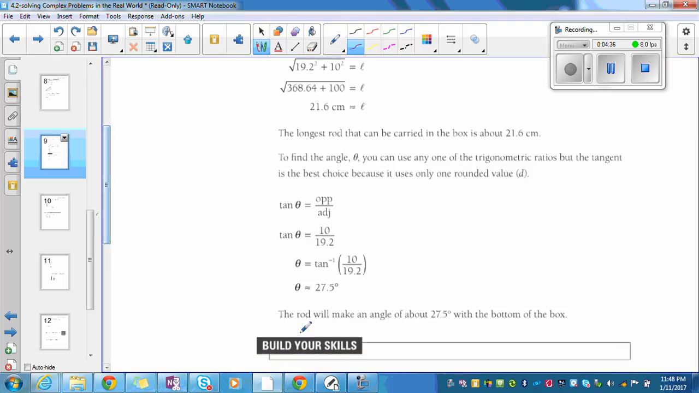So to get that angle, tan of the angle is opposite over adjacent. So it's 10 over 19.2. To get angle alone, we do inverse tan. So we get an angle of about 27.5 degrees.